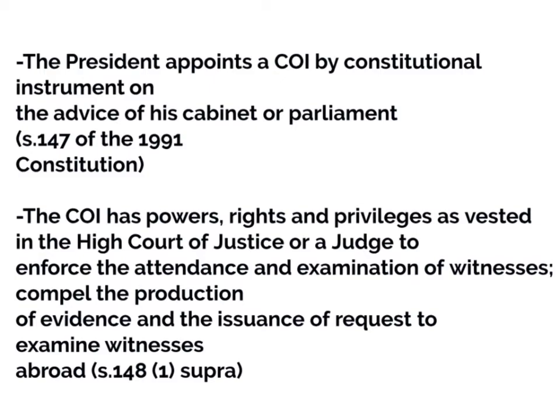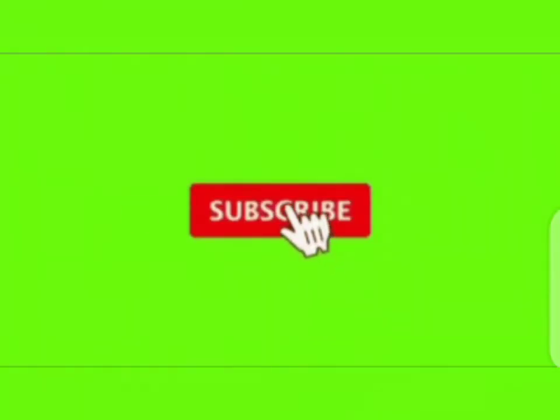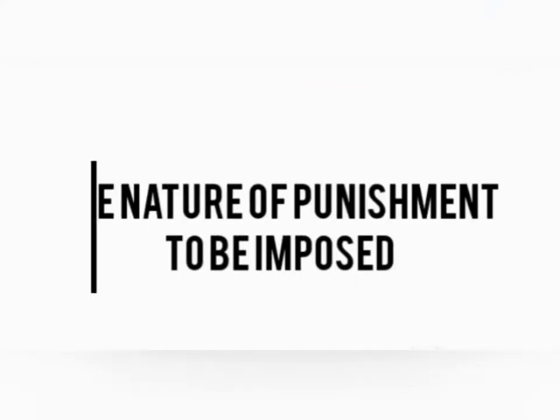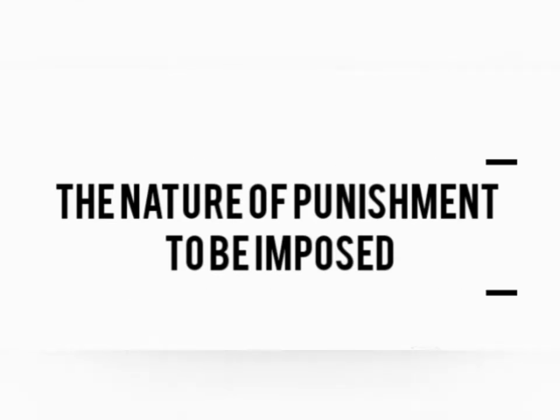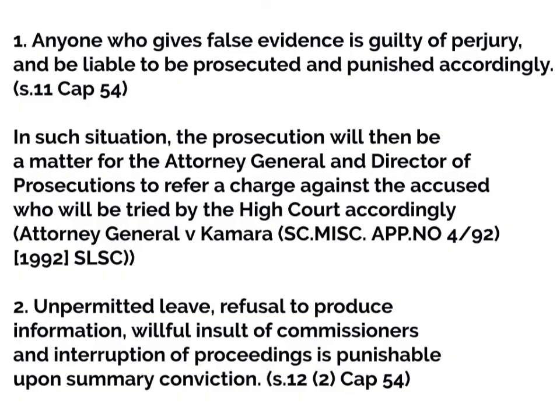Now, to the nature of punishment imposed by the Commission of Inquiry. There are certain offenses recognized under the Commission of Inquiry Act, Cap 54, and one of these is perjury. Perjury is committed under this act when one gives false evidence and is liable to be prosecuted and punished accordingly. In such situation, the prosecution will then be a matter for the Attorney General and Director of Prosecutions to refer a charge against the accused, who will be tried by the High Court accordingly.